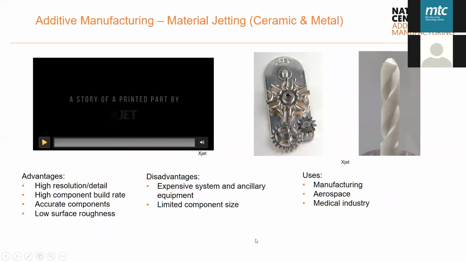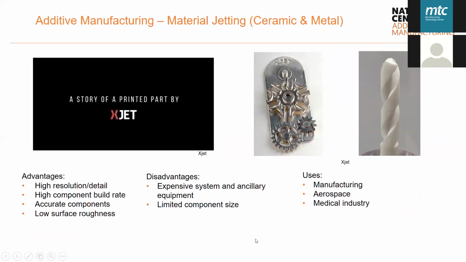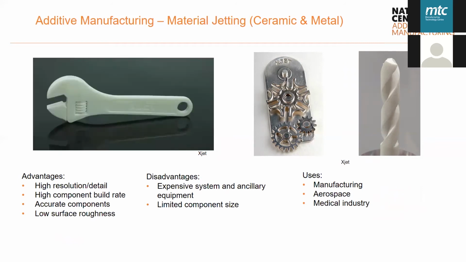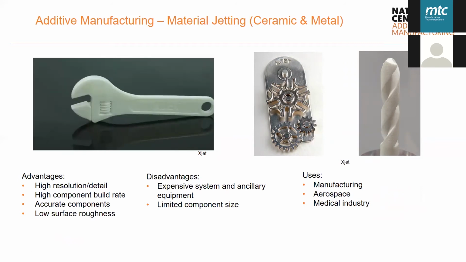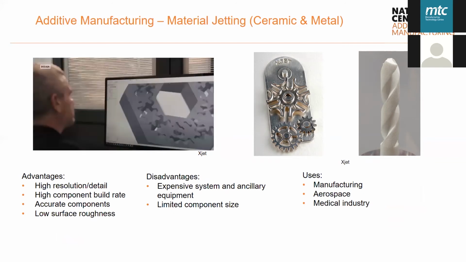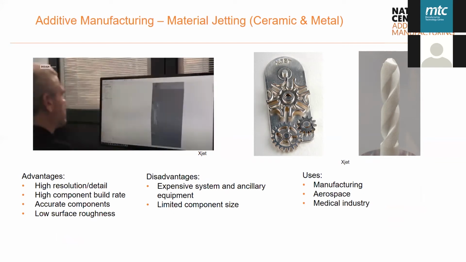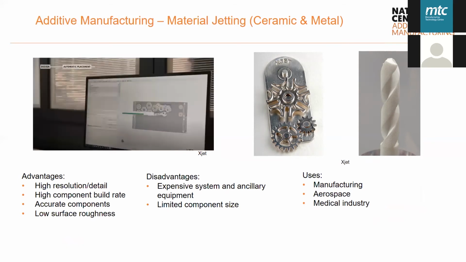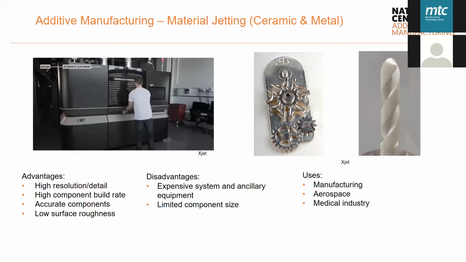So we're going to look at ceramic and metal material jetting. So this is a system from XJet. It uses, again, nanoparticle technology in this case. So some of the advantages are that you can manufacture very high resolution and detail metal and ceramic components compared to other metal and ceramic AM systems.